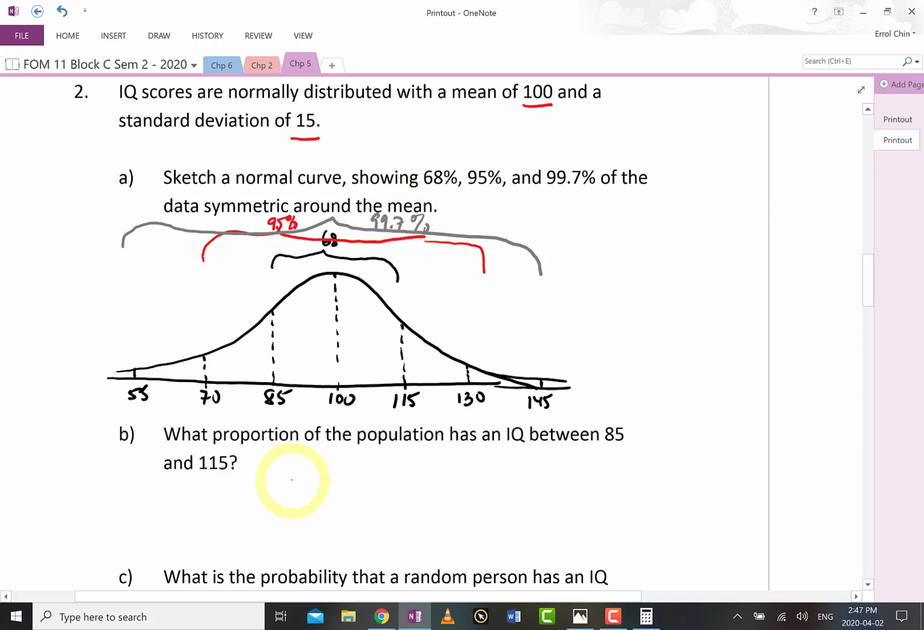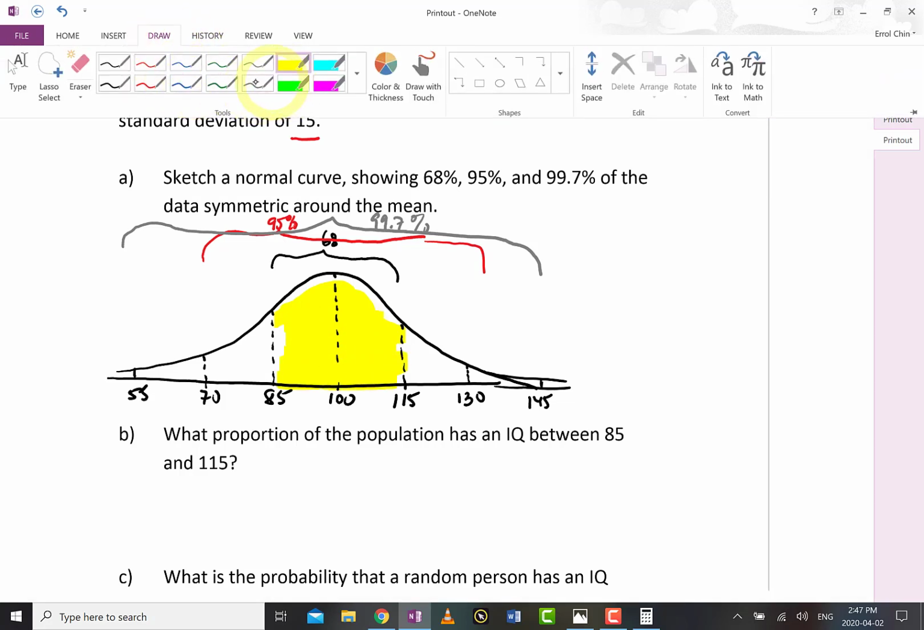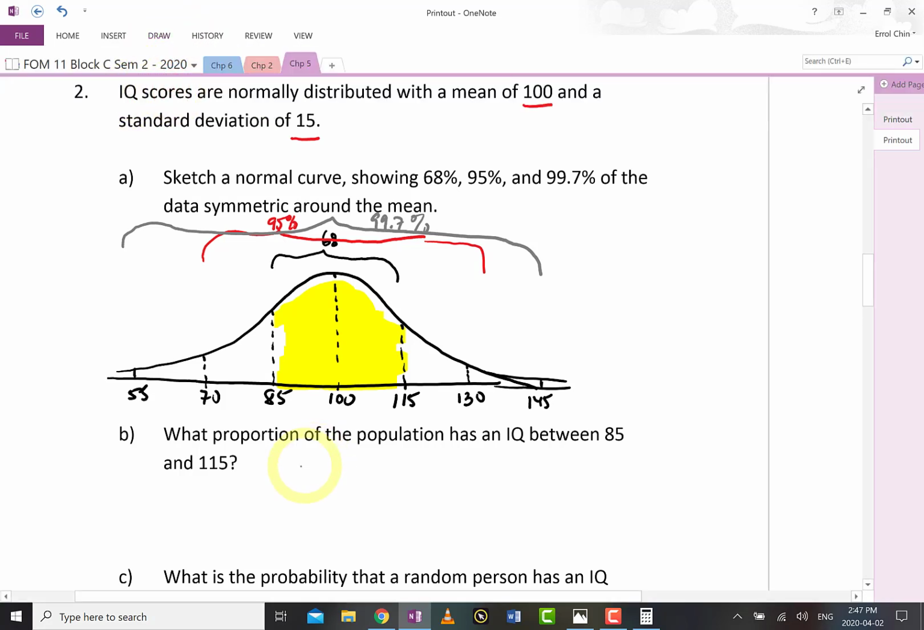So it says, what proportion of the population has an IQ between 85 and 115? So I'm going to use my highlighter. That's between 85 and 115. Can you guess what that would be? Well, I hope you guessed 68% of the population, right? It lies in everything that's highlighted in yellow.